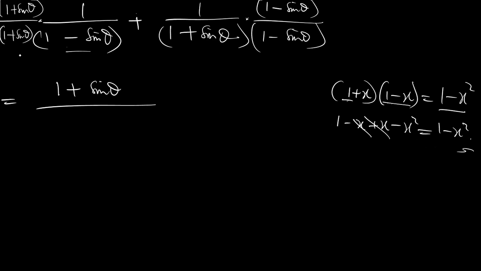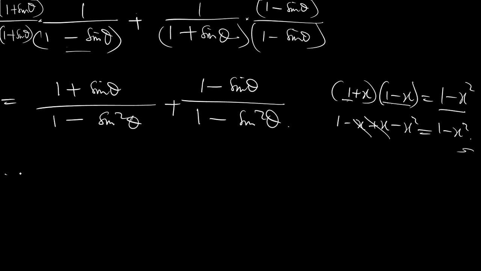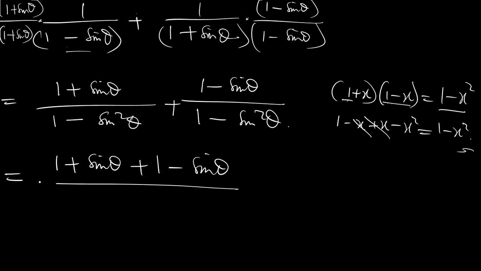So in this case, your x here is sine theta. So this denominator will now be 1 minus sine squared theta. Then 1 times 1 minus sine theta will give you 1 minus sine theta, divided by the same thing, because the denominators are still the same. So you have 1 minus sine squared theta. Since the denominators are the same, we add the numerators. So you have 1 plus sine theta plus 1 minus sine theta, divided by 1 minus sine squared theta.